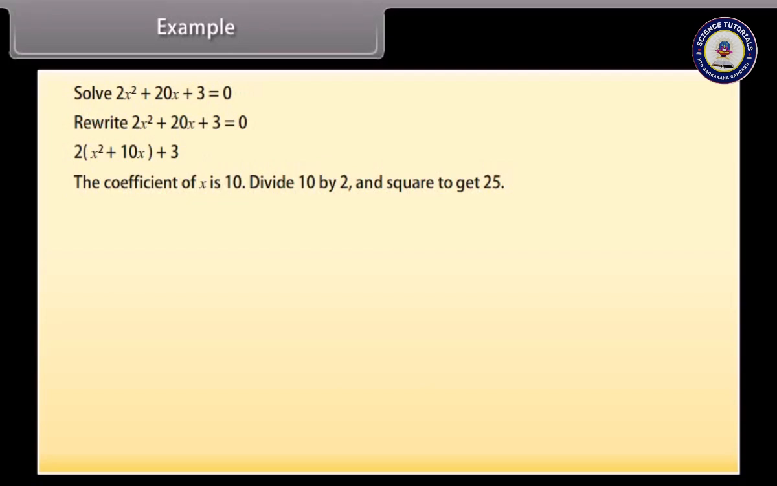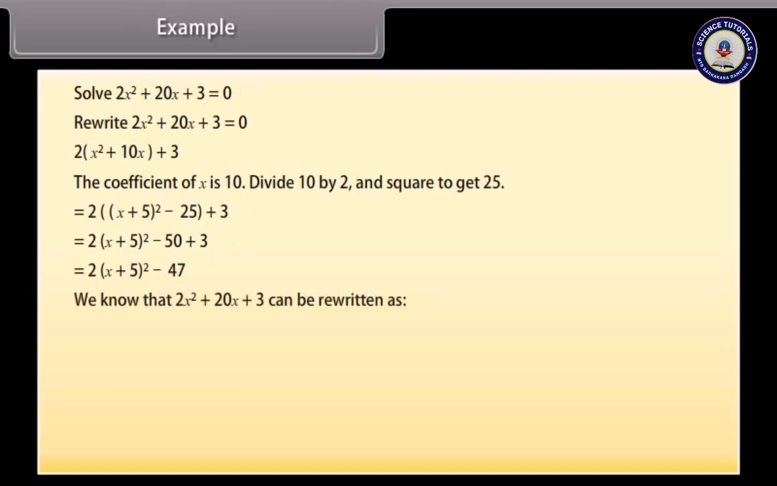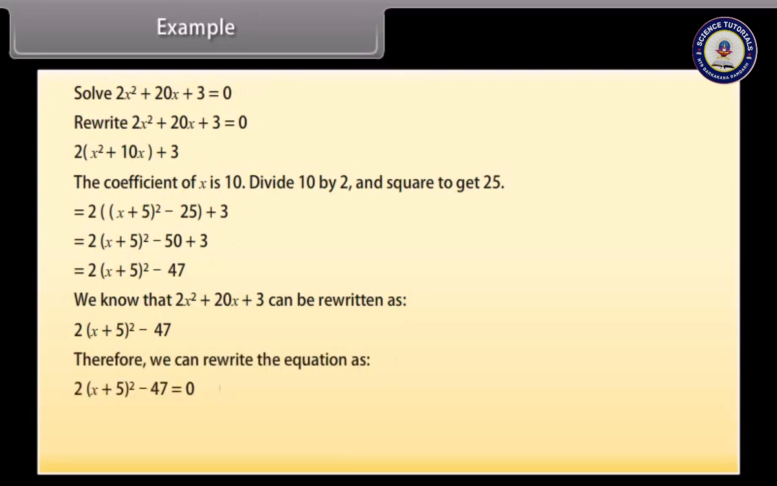Divide 10 by 2 and square to get 25. So it is 2(x + 5)² − 25 + 3, which equals 2(x + 5)² − 50 + 3, which equals 2(x + 5)² − 47. We know that 2x² + 20x + 3 can be written as 2(x + 5)² − 47. Therefore, we can rewrite the equation as 2(x + 5)² − 47 = 0.